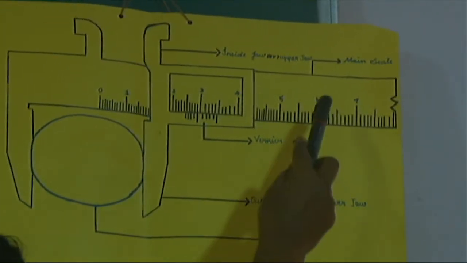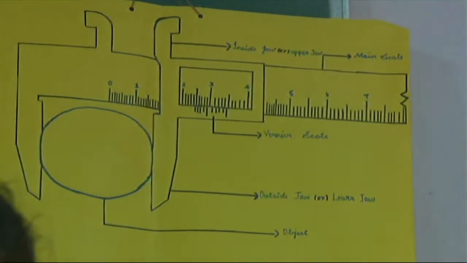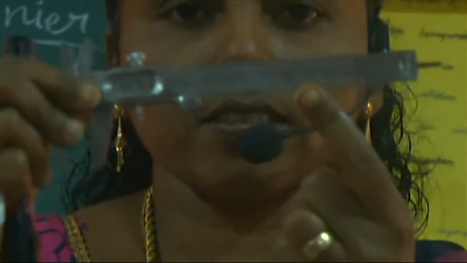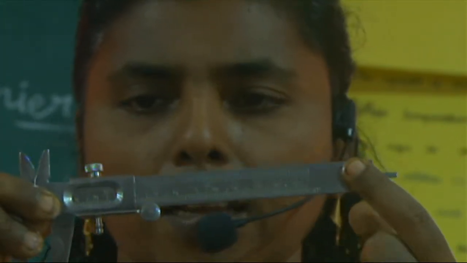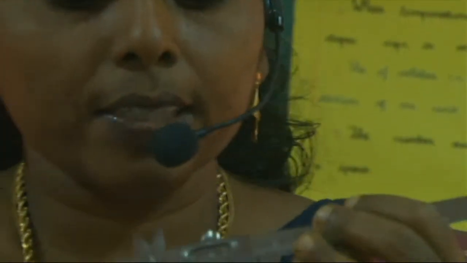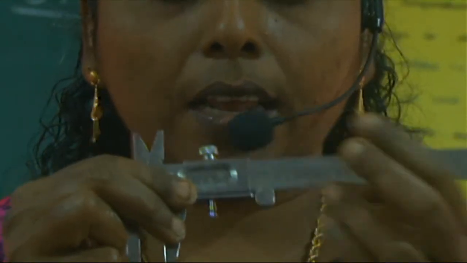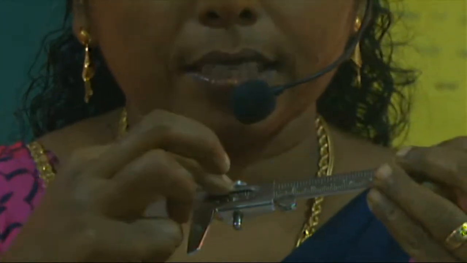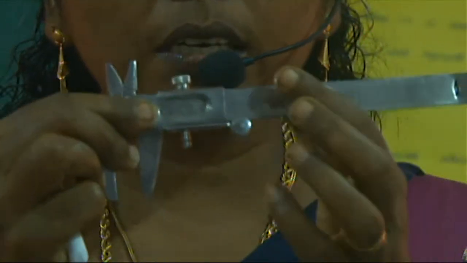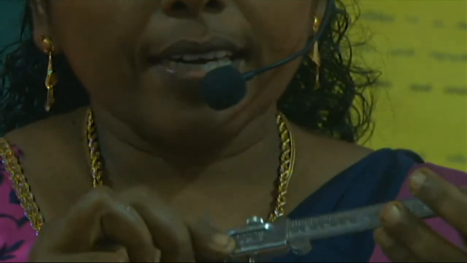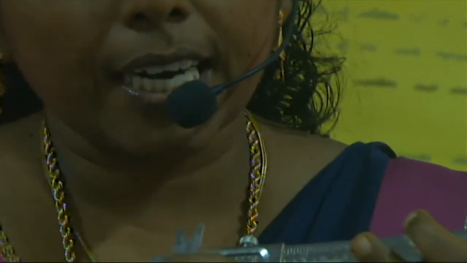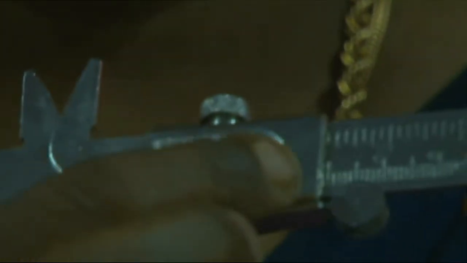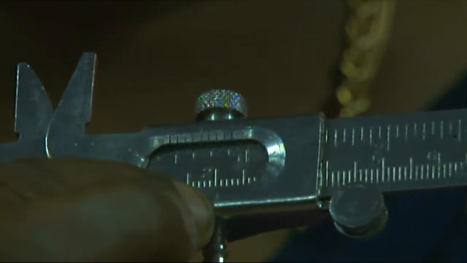This is the diagram of the main scale, and in this instrument, this is the main scale. Now the Vernier scale. Two scales are used, main scale and Vernier scale. This Vernier scale just slides above the main scale. Then this Vernier scale consists of 10 divisions. Here 10 lines are there in this Vernier scale. So the Vernier scale consists of how many divisions? 10 divisions.